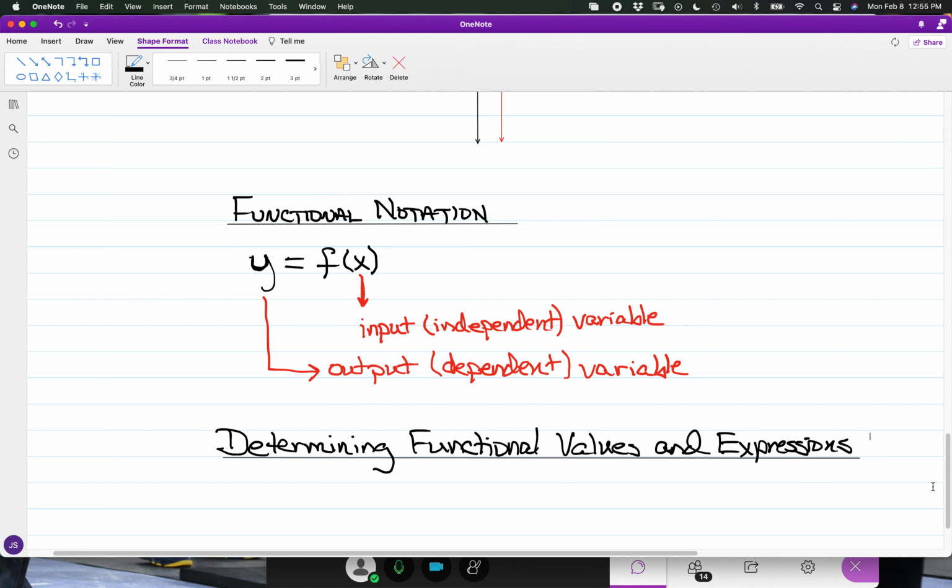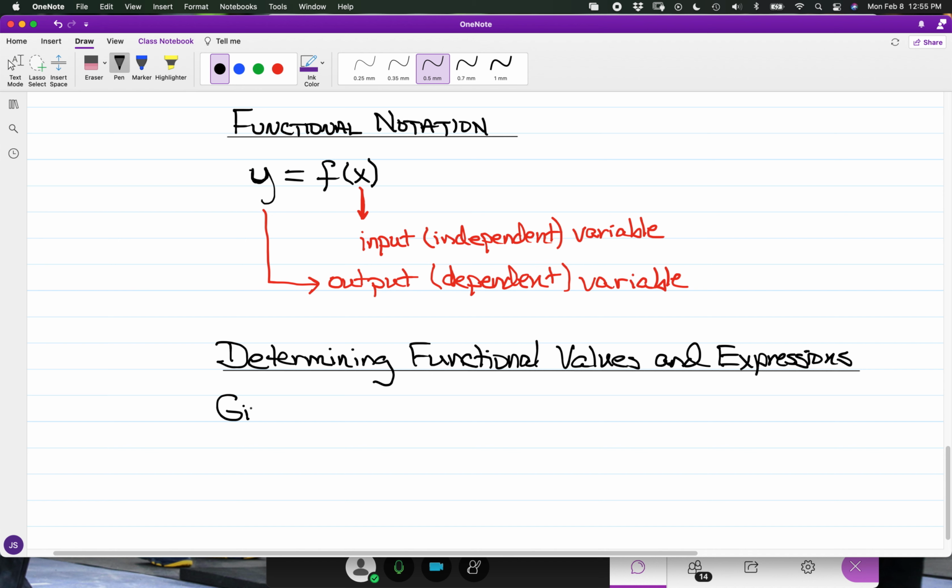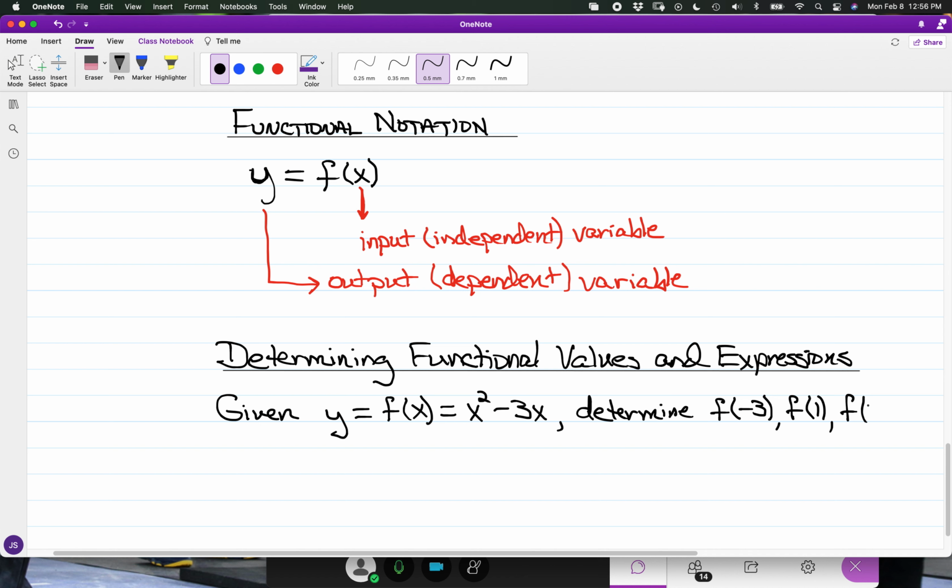Now let's say that we're given a function, and we'll let this one be y is equal to f of x is equal to x squared minus 3x. On the basis of the function that is given, say we were to determine f of negative 3, f of 1, as well as f of 2. Okay.